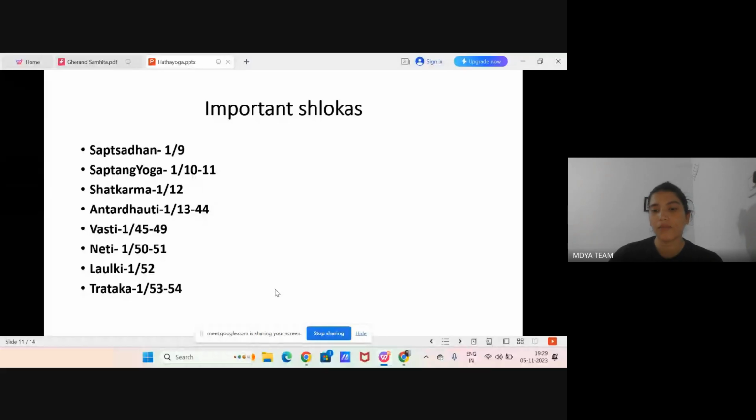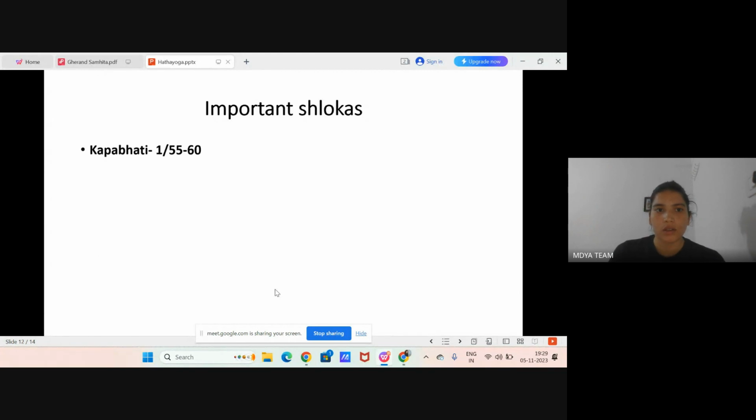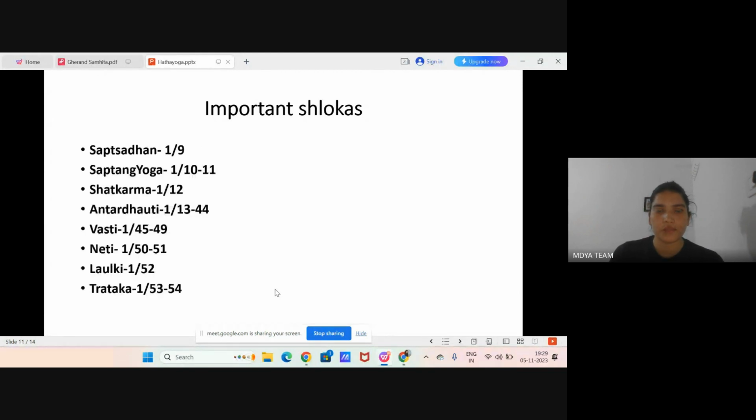So tomorrow we will try to finish the asana part as we have a lot to finish. Here are the important slokas and their reference numbers. For your convenience, you can take a screenshot and try to remember it. And if possible, try to remember the sloka as well. It's very important for you.